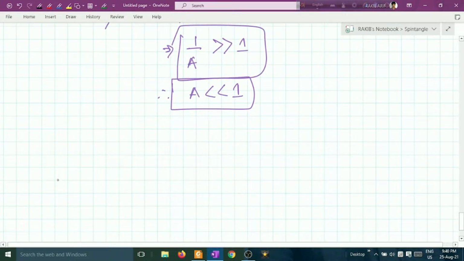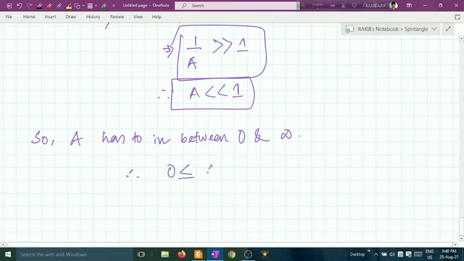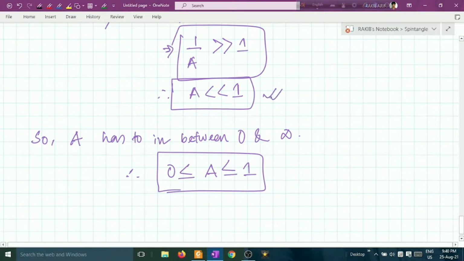Now I'm making a graph of this. What can be the value of a? a has to be in between 0 and infinity. Therefore 0 is less than or equal to a, and a is less than or equal to 1, because the maximum value of a could be 1 in some particular situation. In the ground state the value of a will be very much less than 1, but the maximum value can be 1, not more than 1.